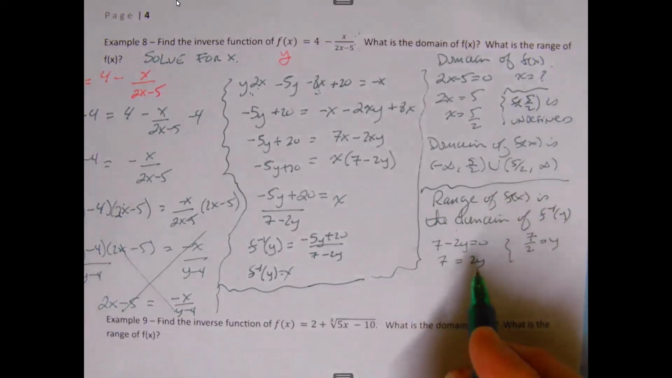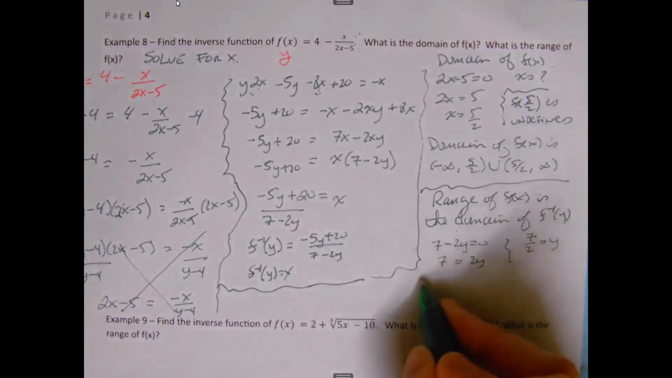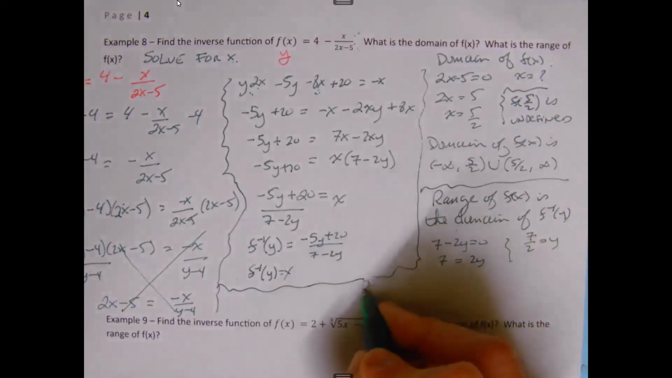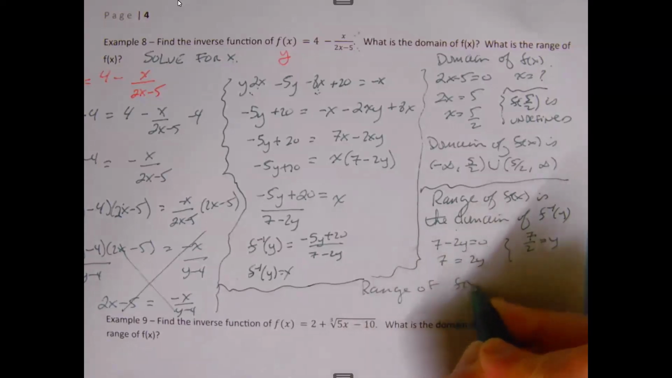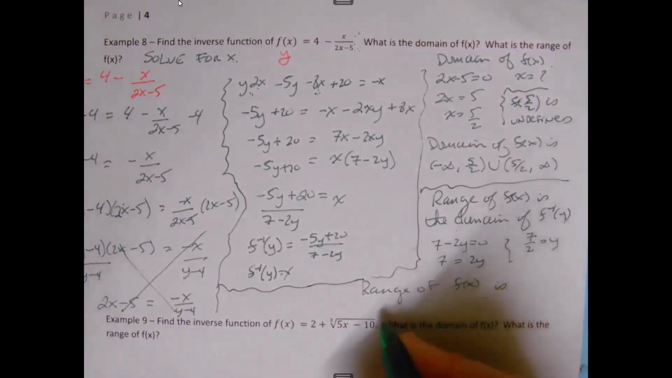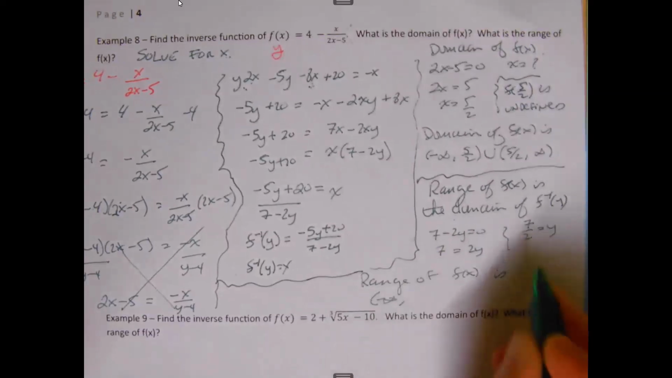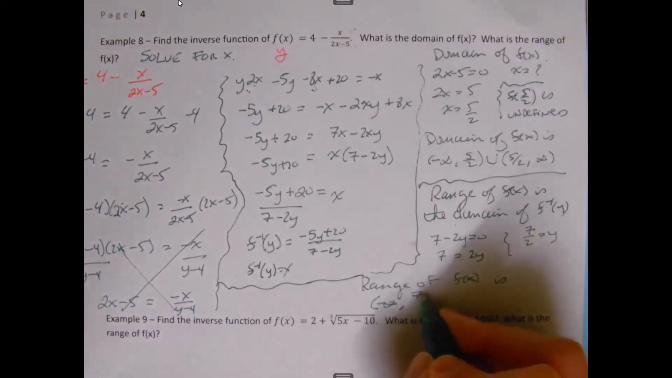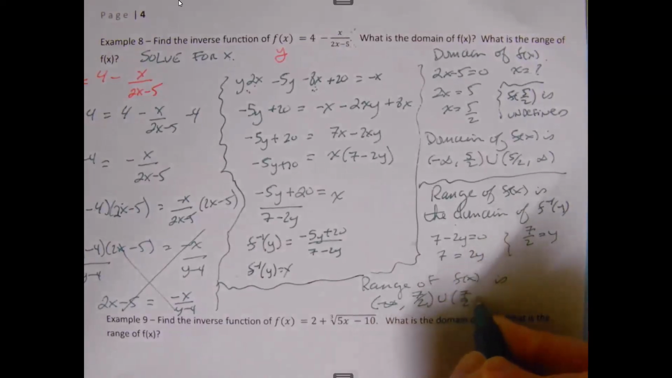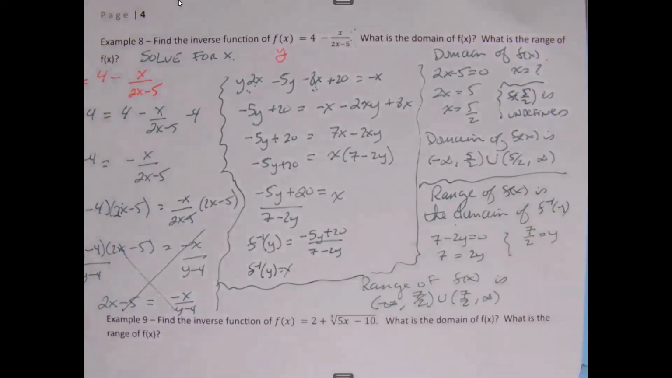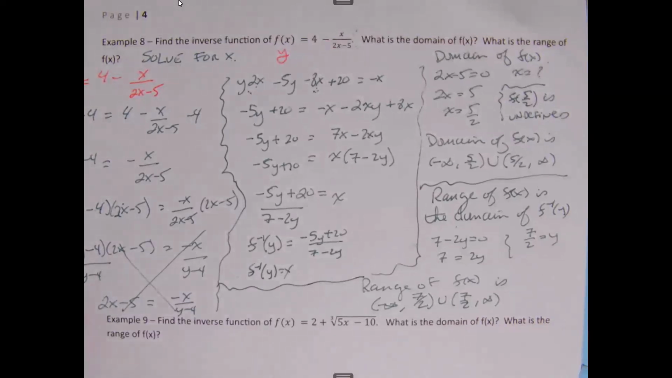So what do we do? So now we're going to say, so range of f of x is, again, start from negative infinity, and we just cannot include 7 halves. And there we have it. That's the range of f of x.